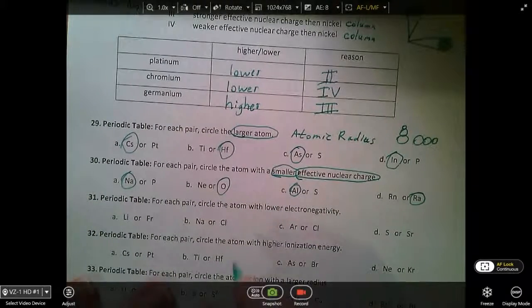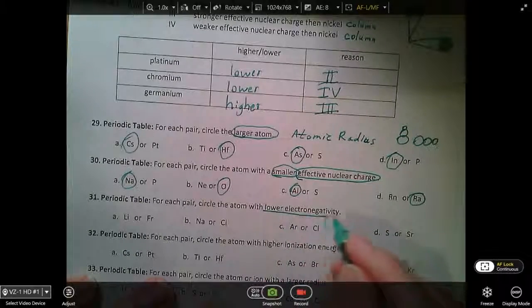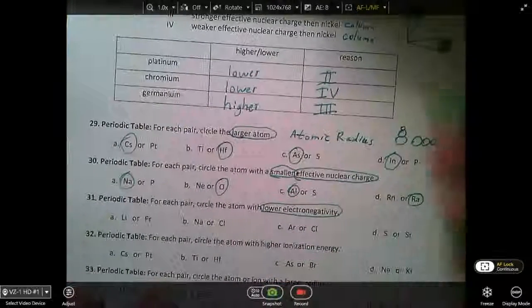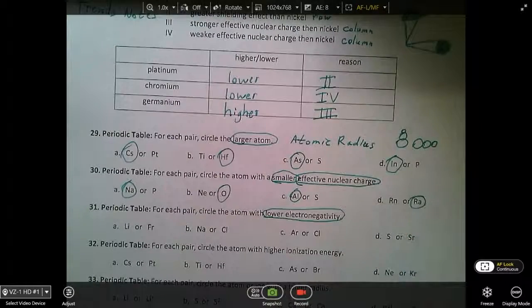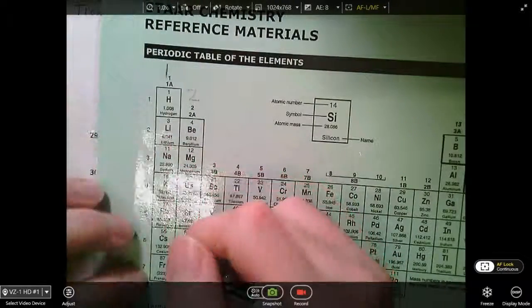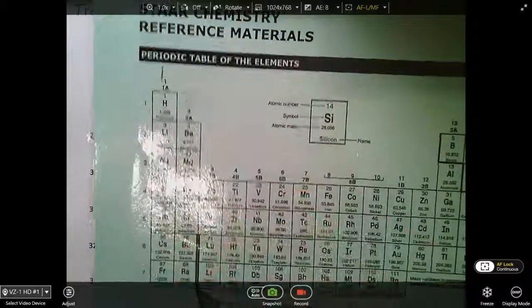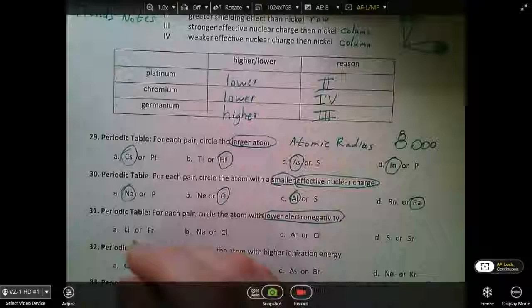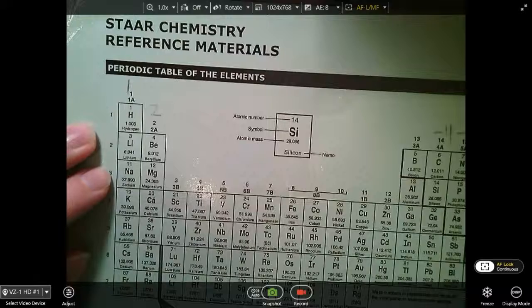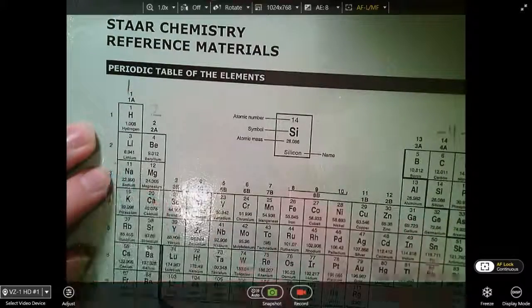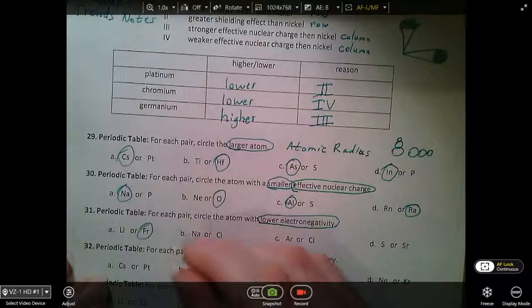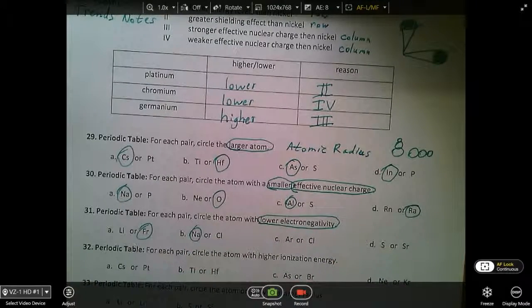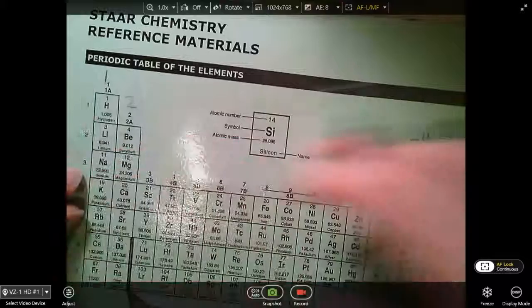Okay, for each pair, circle the atom with the lower electronegativity. Okay, electronegativity is going to be a snow cone trend, just like this up here. Which one has a lower electronegativity? Lithium or francium? Well, we have lithium way up here, francium's at the bottom. Snow cones decrease going down, so francium's got the lower. Na or Cl? Na is here, Cl way over here. So that means Na is going to have a lower electronegativity. Snow cone increases going across.